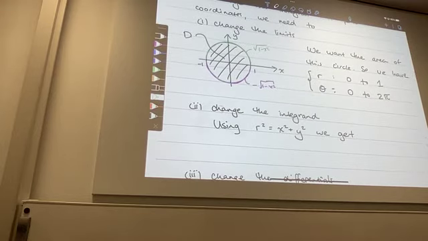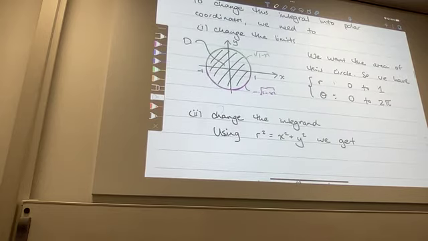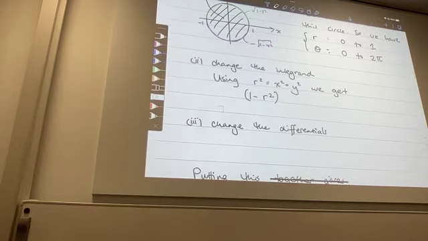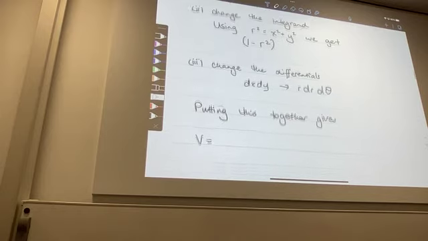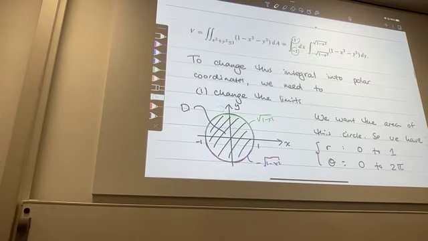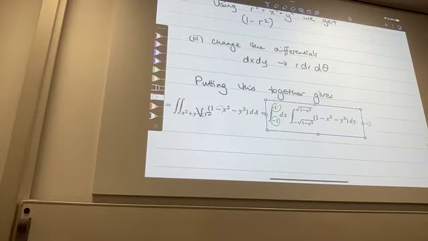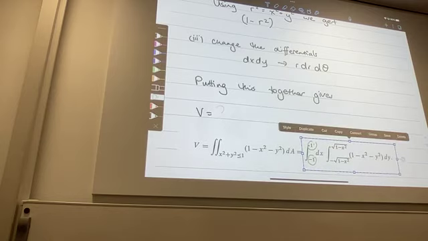Changing our integrand, we already know that we use r squared is equal to x squared plus y squared. So we're going to get 1 minus r squared. And we want to change our differentials. So our dx dy, we know goes to r dr d theta. Okay? So let's put this all together. Our volume, which was this thing over here, I can take this picture, just so that we can see it.